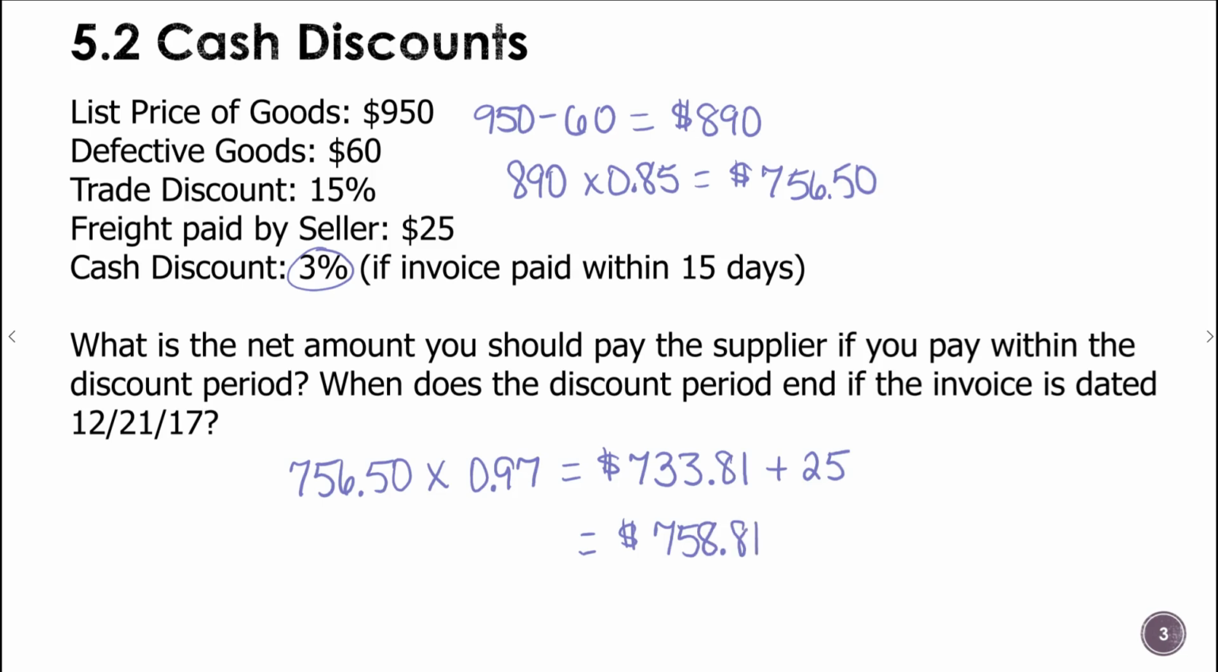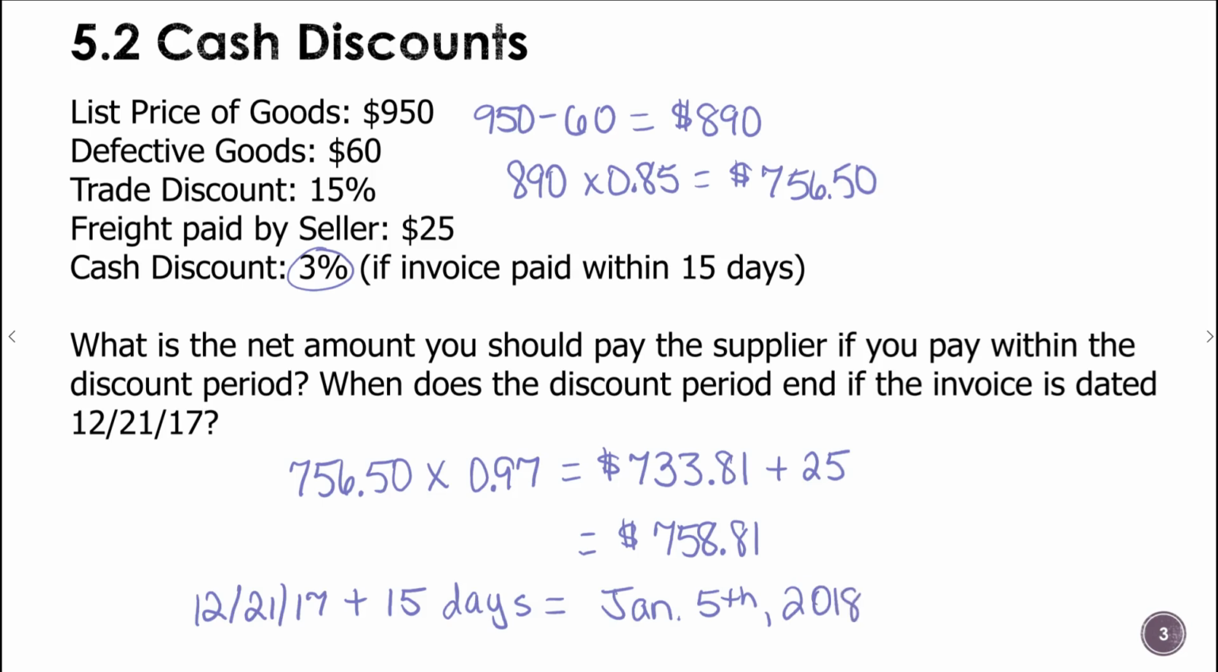Now, on the next part, it said, when does the discount period end if the invoice is dated 12/21/17? Well, that means that the discount period is going to end 15 days later. So we're going to add 15 days to December 21st. You could simply count this up if you wanted to, but let's look at this logically. There are 31 days in December. We're on day 21, so there's 10 more days left in December. And then 5 more days in January. So the end of discount would be on January 5th, 2018 in this case.